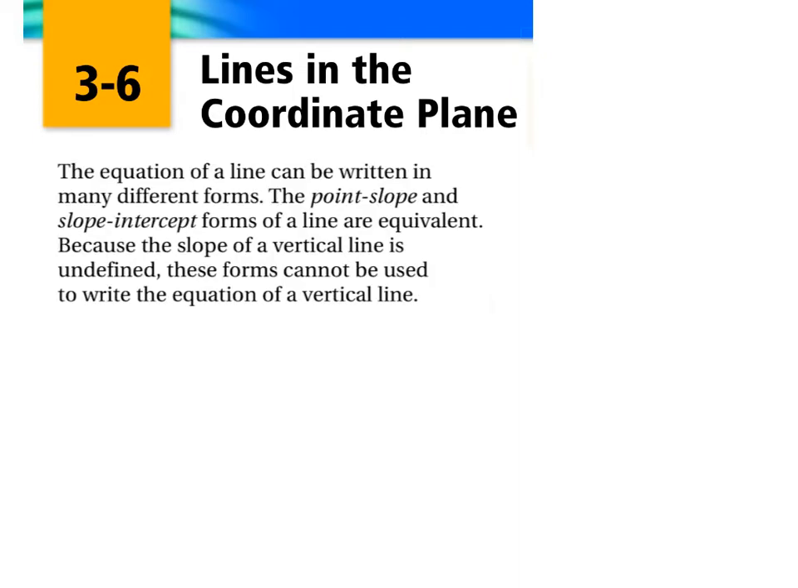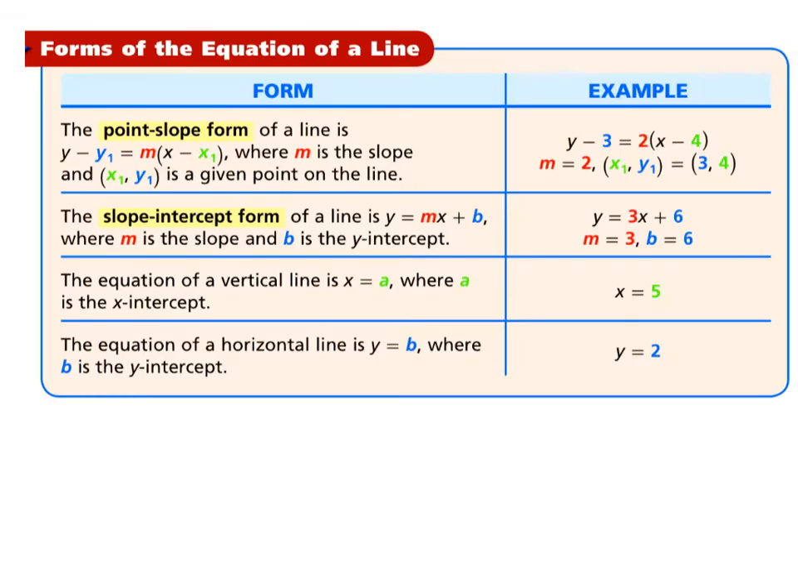Now, you don't need to write this down, but it says that the equation of a line can be written in many different forms. The point-slope and slope-intercept forms of a line are equivalent. Because the slope of a vertical line is undefined, these forms cannot be used to write the equation of a vertical line. These only can be used to write an equation that's non-vertical. Here are the forms of the equations of a line.